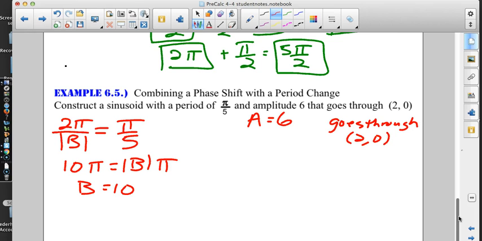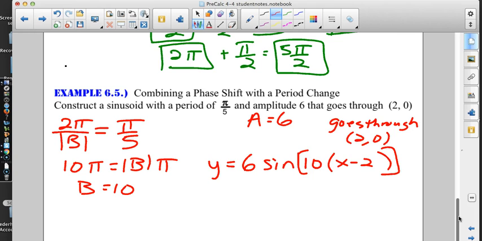That means they're giving us a new starting place. So that's a phase shift. All right, construct a sinusoid that does all of this stuff. Okay, so y equals a, comes first, sine. Then there's b. If it's going from 0, 0 to 2, 0, is it moving right or left? Moving right. So that means it's going to have to be x minus 2.